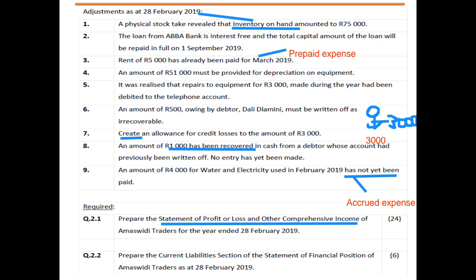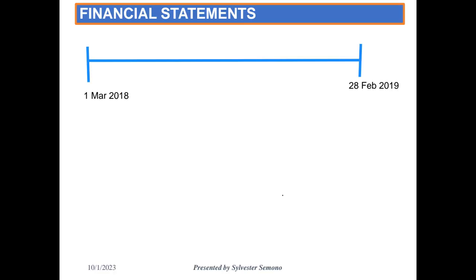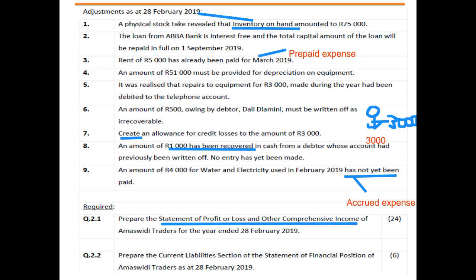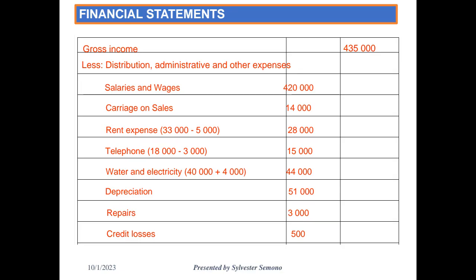Why did we not record it before? Don't you remember this? Don't you remember this when we were talking about this? Yes, I remember because it was under expenses. So we're going to go to expenses. I'm just going to use this page because I don't have space anymore.